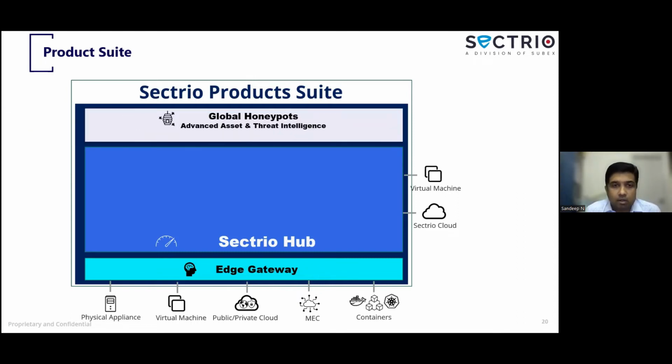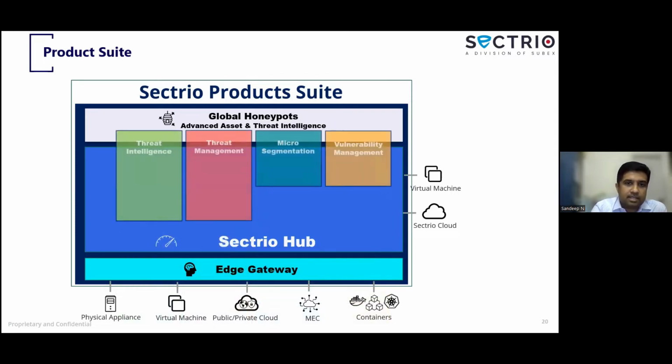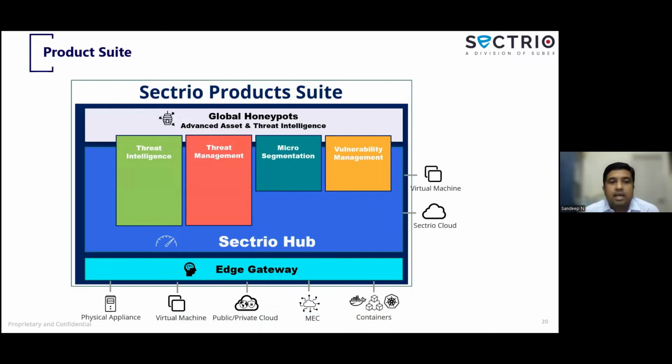And our global honeypots that provide us with latest asset and threat intel power our Sectrio Hub and Edge Gateway by constantly sending in the latest updates and making the solution capable enough to detect the latest threats that may be out there. And there are 4 modules that are built on these basic building blocks. Threat intel, threat management, micro segmentation, vulnerability management are the 4 modules.